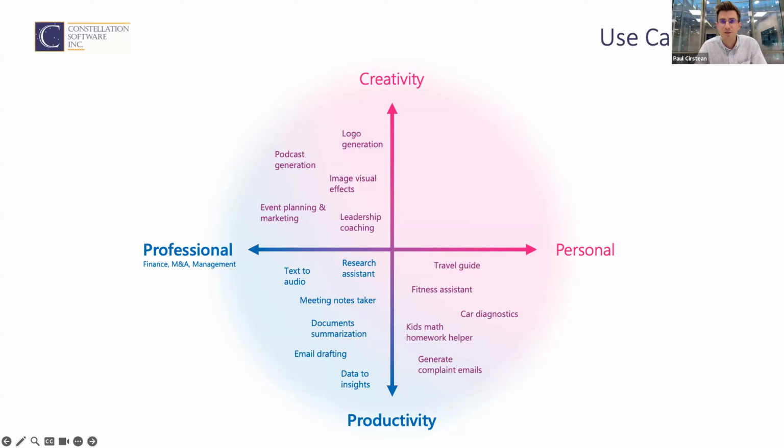Moving to the personal side, I think there are some really interesting use cases in terms of using AI as a travel guide, as your fitness assistant. If your car breaks down or if you have a problem with your car, instead of opening the car's manual, you can actually use some of these AI tools to get to the answers faster. Some of my colleagues who have older kids are using AI tools as parents as helpers with their kids' math homework. So you're not giving the AI model to your kid, but rather you as a parent are getting insights on how to help your kid.